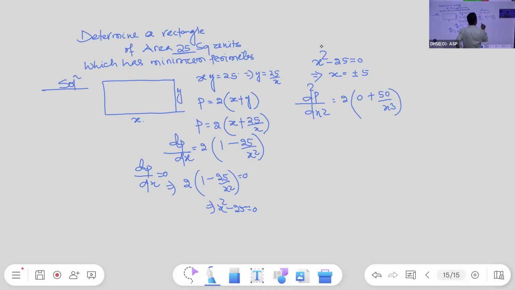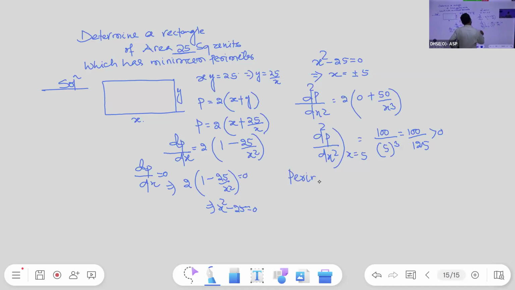d square p upon dx square at x is equal to 5 equals 100 by 5 to the power 3. This is equal to 100 by 125, which is greater than 0. So perimeter is minimum when x is equal to 5.